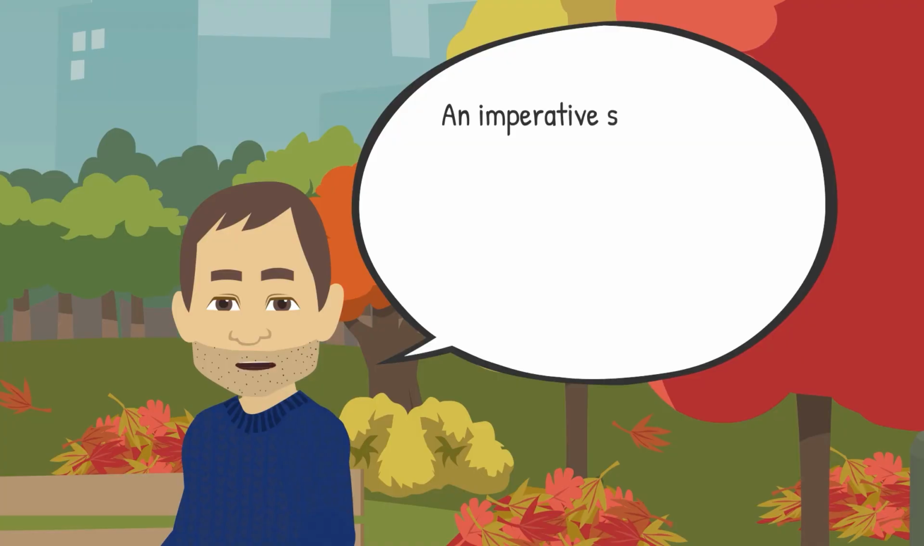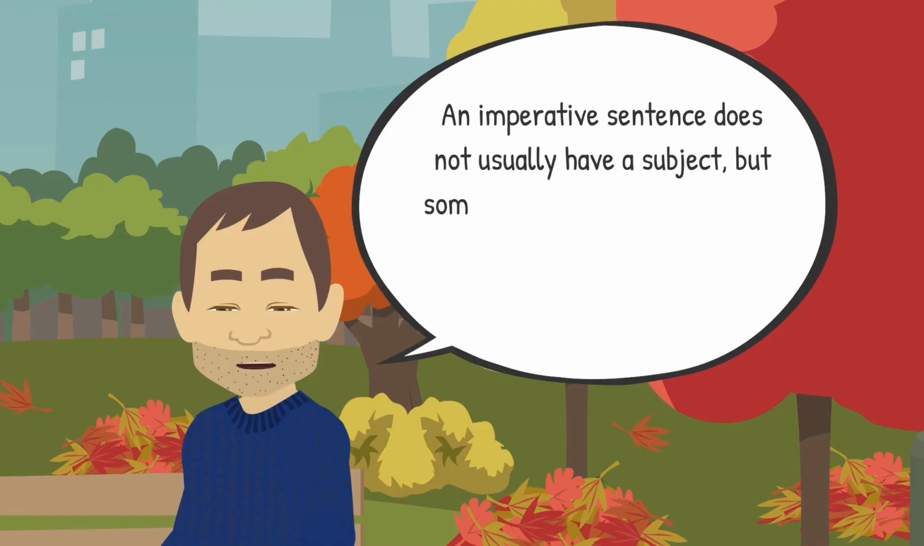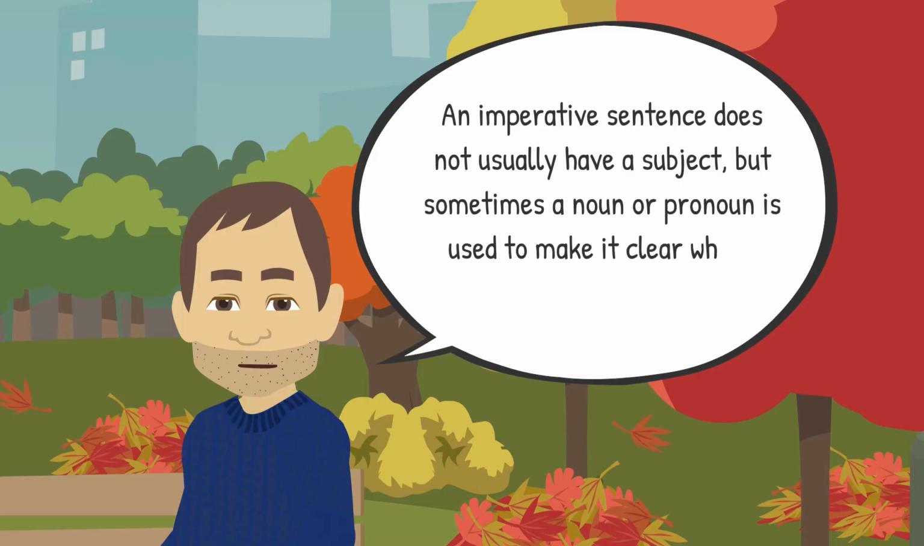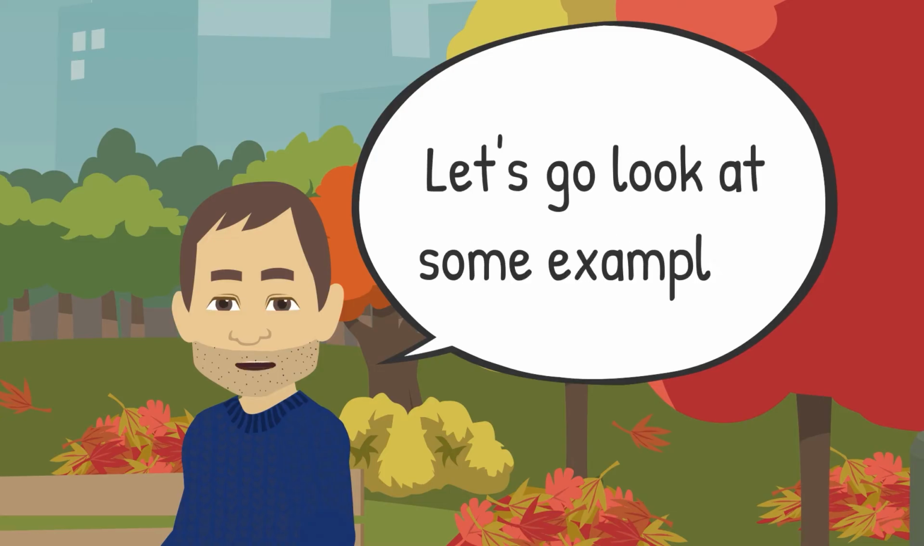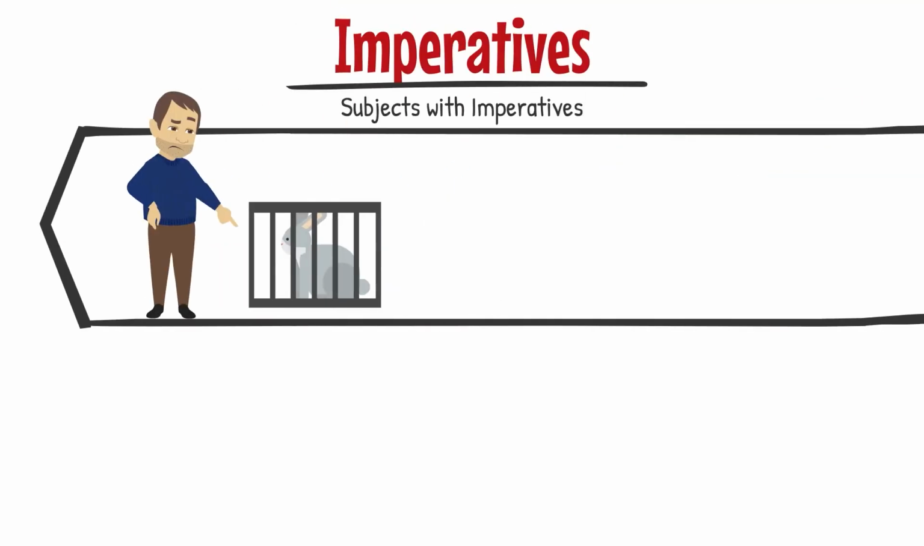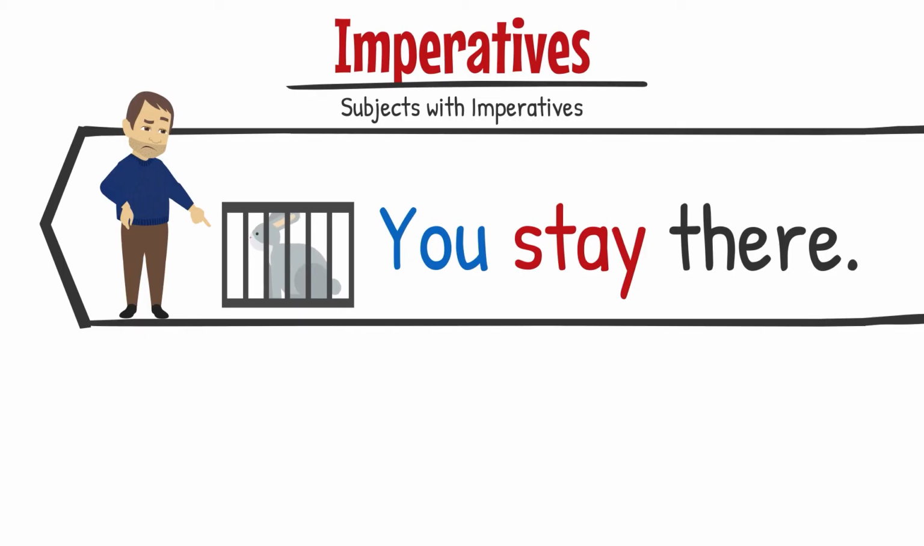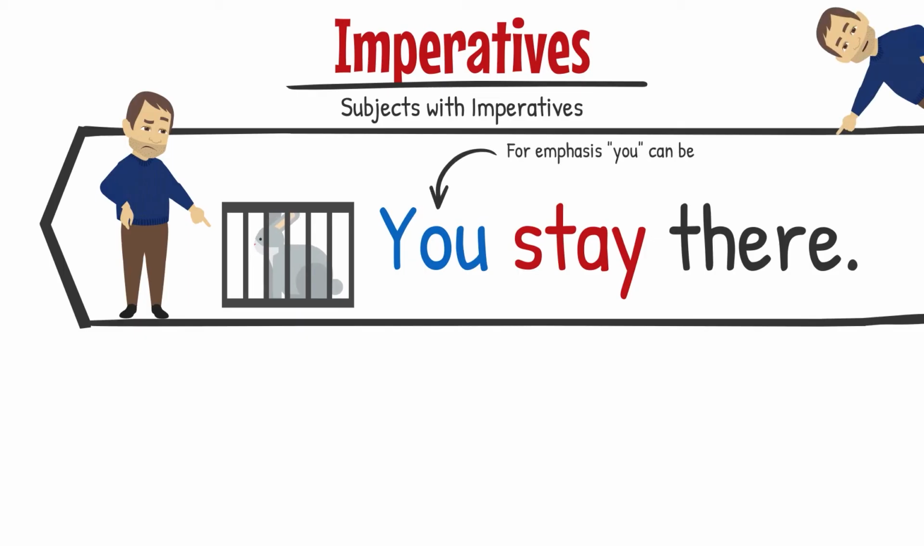An imperative sentence does not usually have a subject, but sometimes a noun or pronoun is used to make it clear who is being talked to. Let's go look at some examples. You stay there. For emphasis, you can be used as an imperative clause.